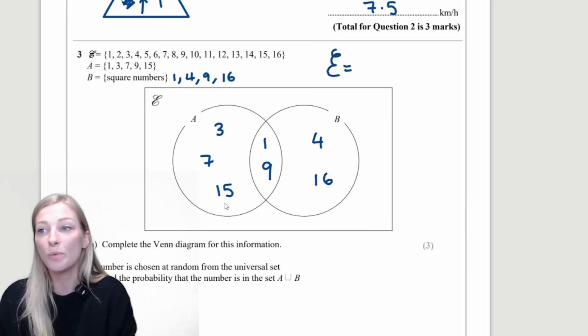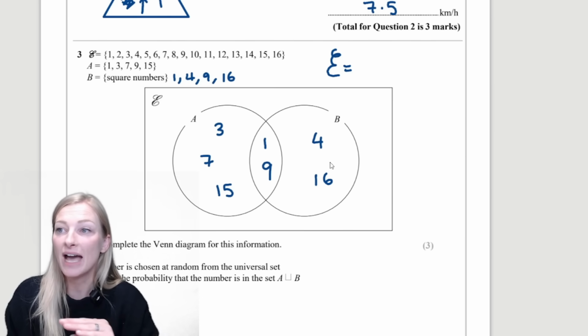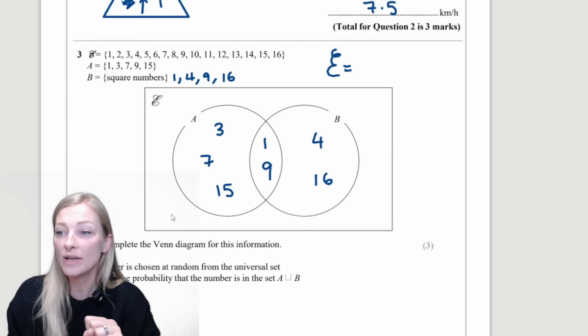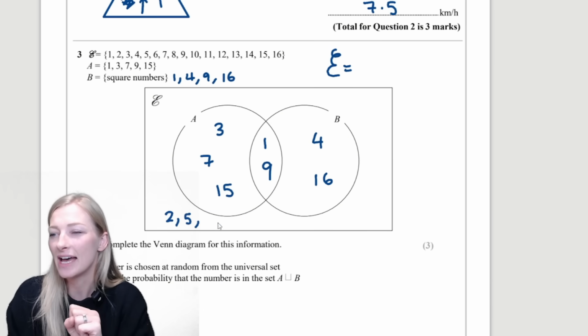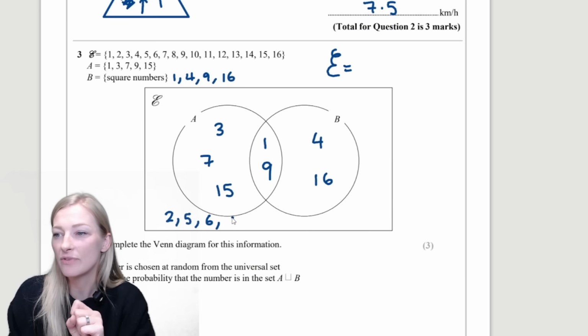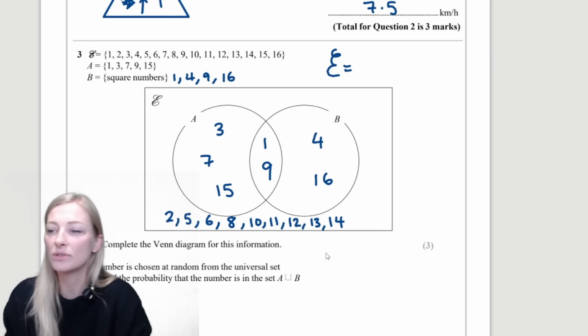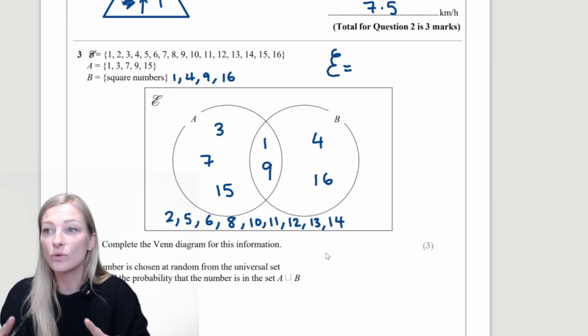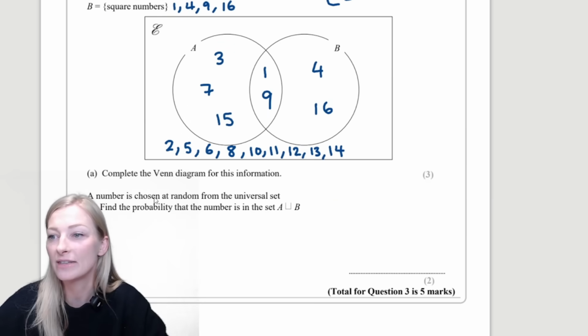Now, a lot of students stop at that point, and we need to make sure that our universe is complete. So any numbers that we haven't yet put inside the rectangle now need to go on the outside. So I've got 1, I need 2, I've got 3, I've got 4, 5 would go there, 6 would go there, 7 we've got, 8 would go there, 9 we've got, and then 10, 11, 12, 13, and 14. So all those numbers are going on the outside, and we now have all 16 numbers somewhere inside that rectangle. So we've completed the Venn diagram.